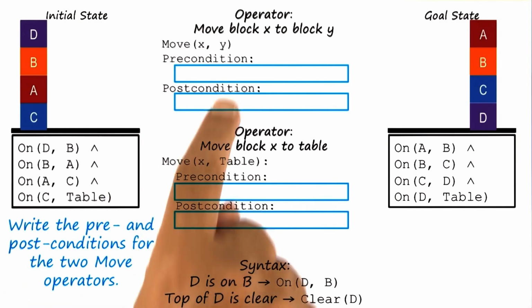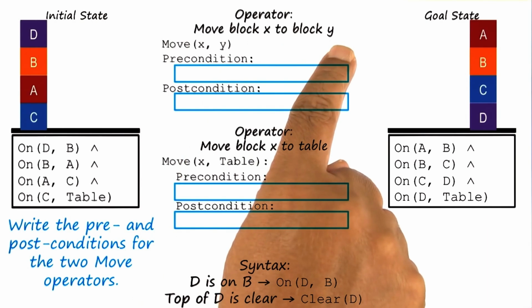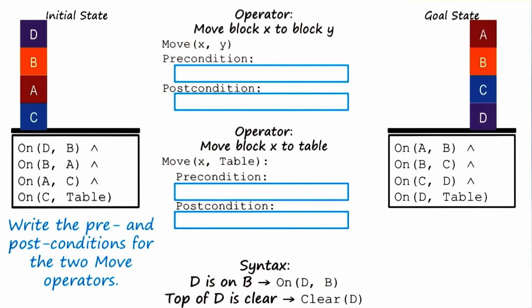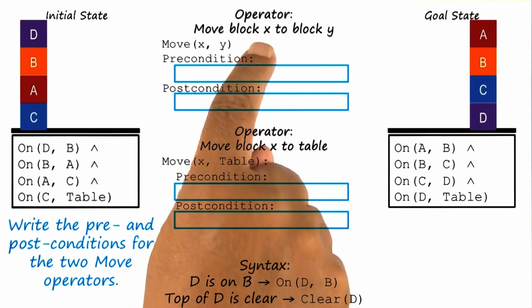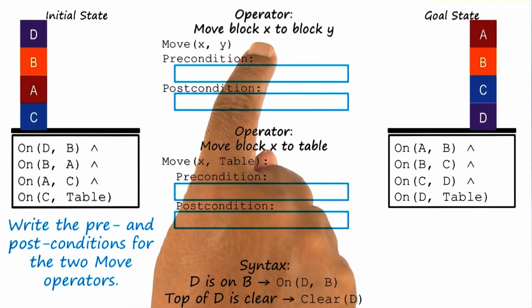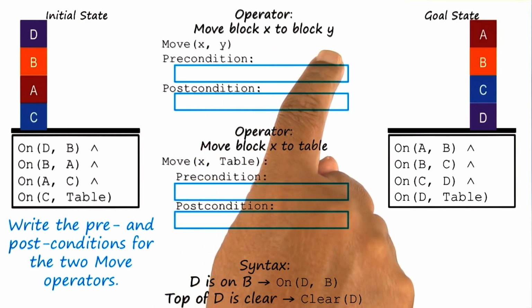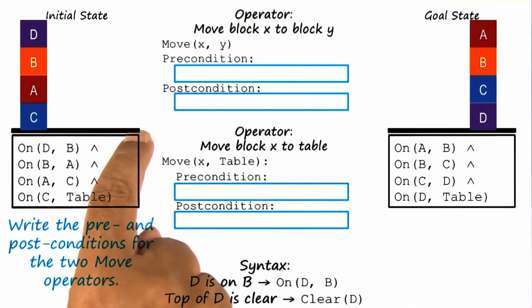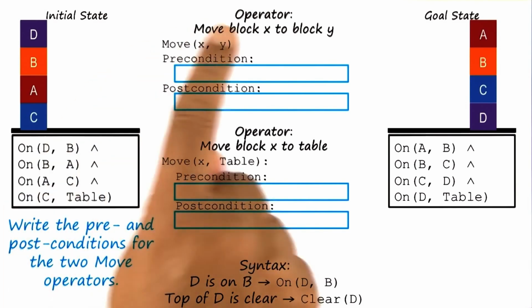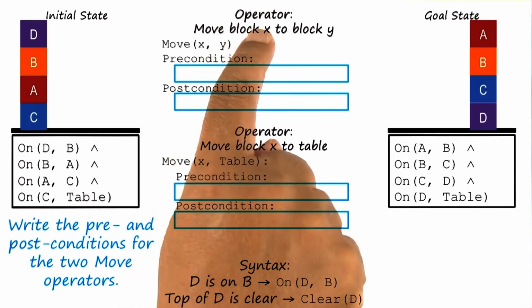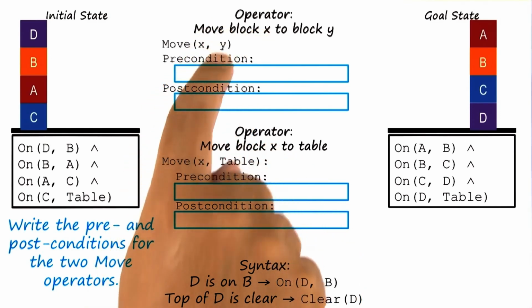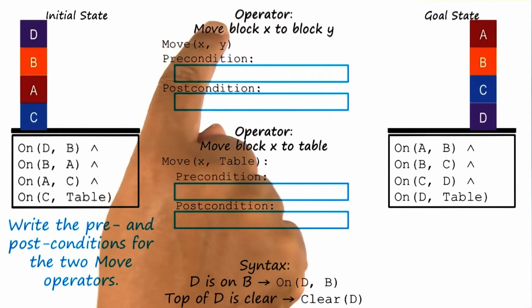There are really two operators. I can either move block X to block Y, which is the first operator here, or I can move block X to the table. Note two things. First, instead of saying block A and block B, we have variabilized them, move block X to block Y, where X could be A, B, C, or D, and similarly for block Y. And this is just a more concise notation. Second, in order to move block X to block Y, both X and Y must be clear. That is, neither X nor Y should have any other block on top of them.